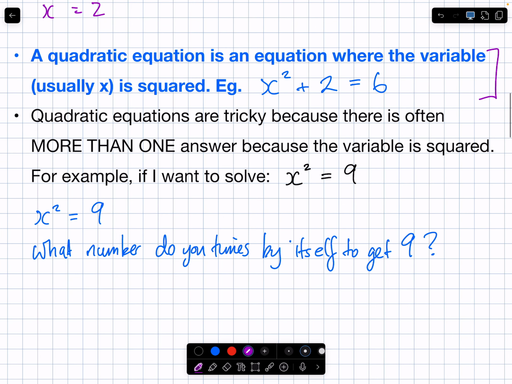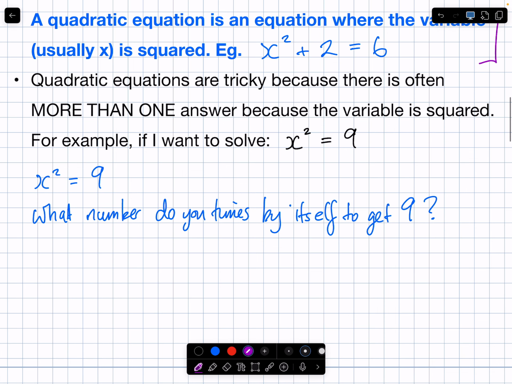All right, quadratic equations are tricky because there's often more than one answer because the variable is squared. For example, if I want to solve x squared is equal to 9, what number do I times by itself to get 9? 3 is true, but is that the only answer? Minus 3, because we had this discussion earlier. Minus 3 is also true.